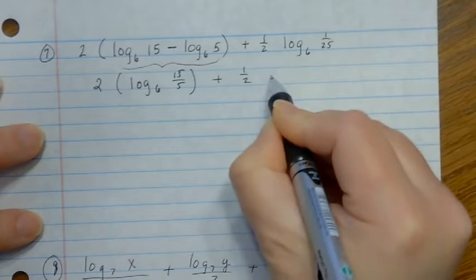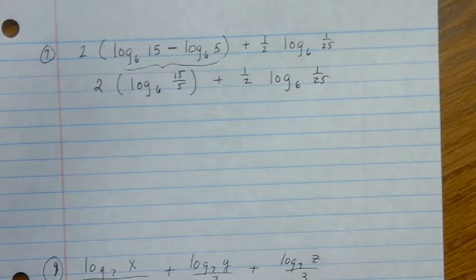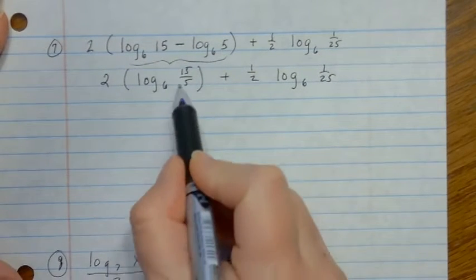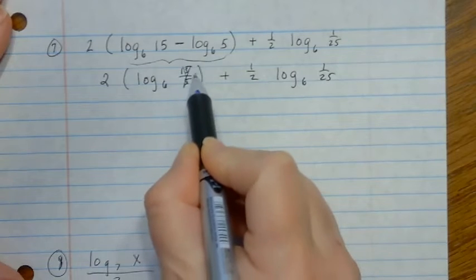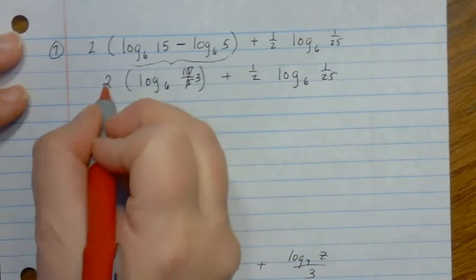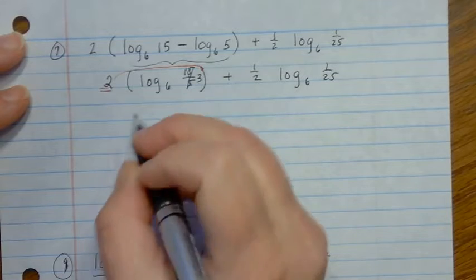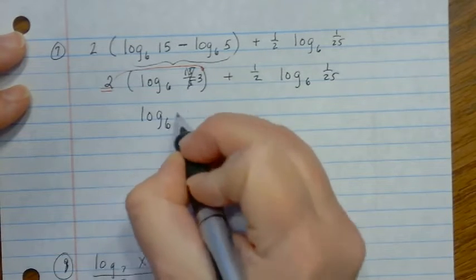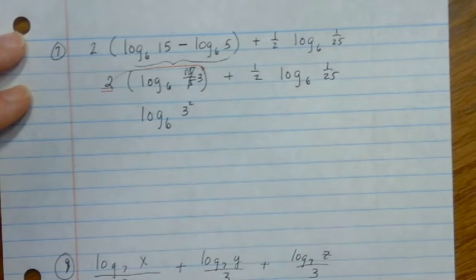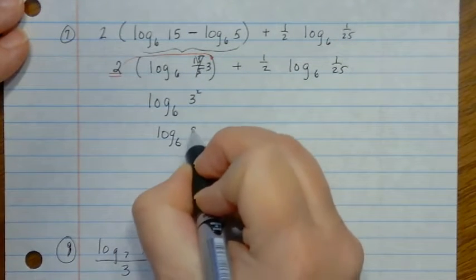Plus, and I'll just leave this the same. I do like the fact that this one is log base 6, because that means eventually I can put these together. Now I want to go ahead and simplify this. 15 divided by 5 is simply 3. So now I'm ready to use the product property and move this coefficient back up into the exponent spot. So this part turns into log base 6 of 3 squared. And I know what 3 squared is, so I'm going to go ahead and write log base 6 of 9.